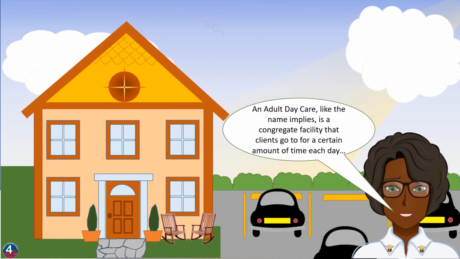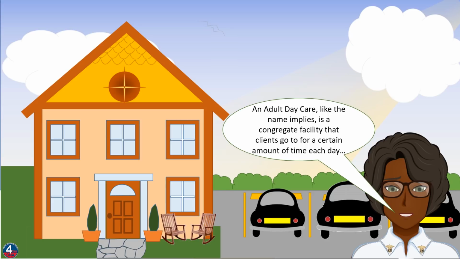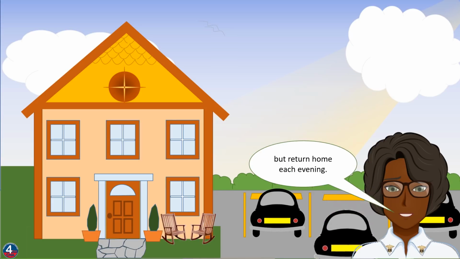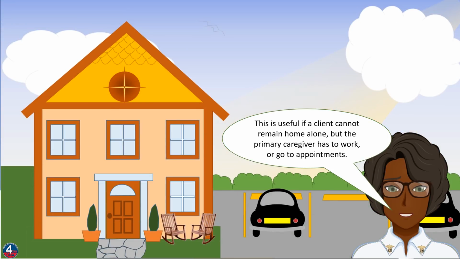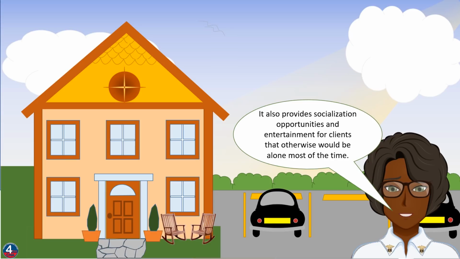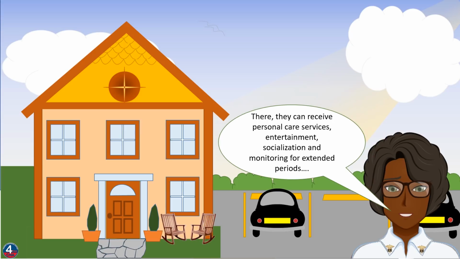An adult daycare, like the name implies, is a congregate facility that clients go to for a certain amount of time each day, but return home each evening. This is useful if a client cannot remain home alone, but the primary caregiver has to work or go to appointments. It also provides socialization opportunities and entertainment for clients that would otherwise be alone most of the time. There, they can receive personal care services, entertainment, socialization, and monitoring for extended periods.